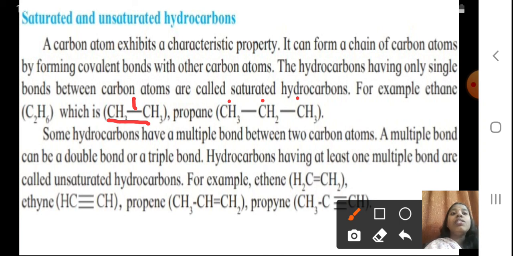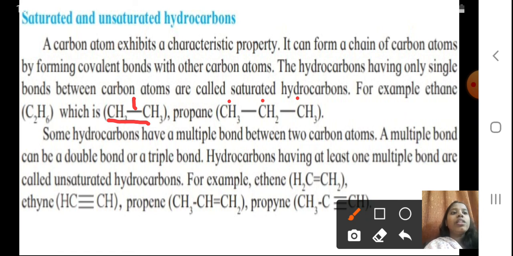Now some hydrocarbons have a multiple bond between 2 carbon atoms. A multiple bond can be a double bond or a triple bond. Hydrocarbons having at least one multiple bond are called unsaturated. Remember, saturated means a single covalent bond between 2 carbon atoms. Unsaturated hydrocarbons means 2 or 3 covalent bonds between the 2 carbon atoms.